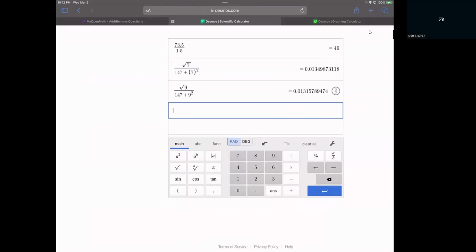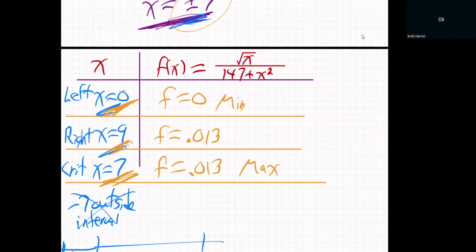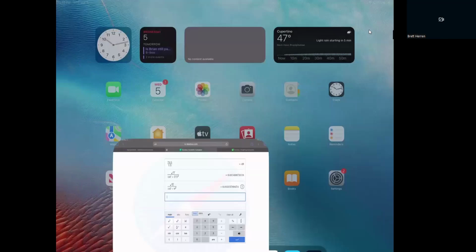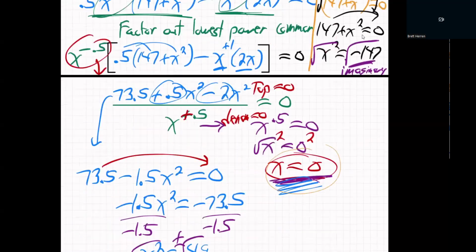Yeah, right. The 7 is higher. The 7 is barely higher. 0.0134, 0.0131. Yeah, I should have done one more digit. So yeah, that's the max. Those were close. Okay, so recapping.